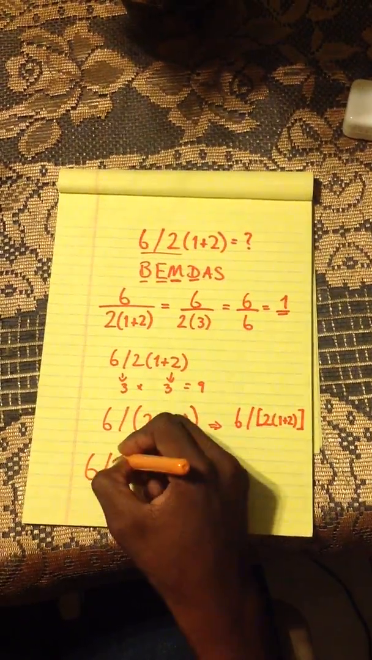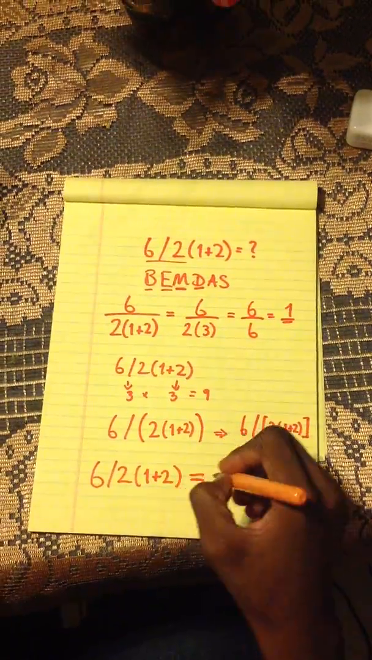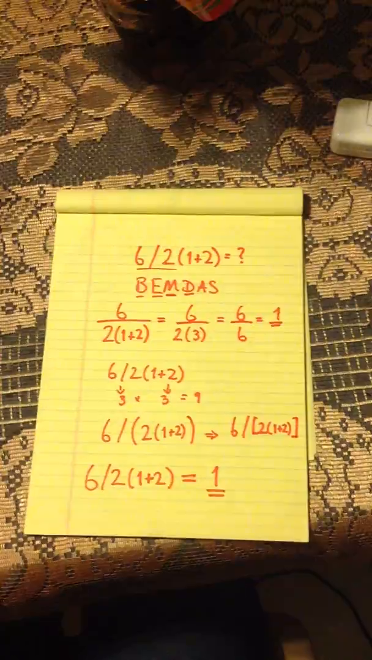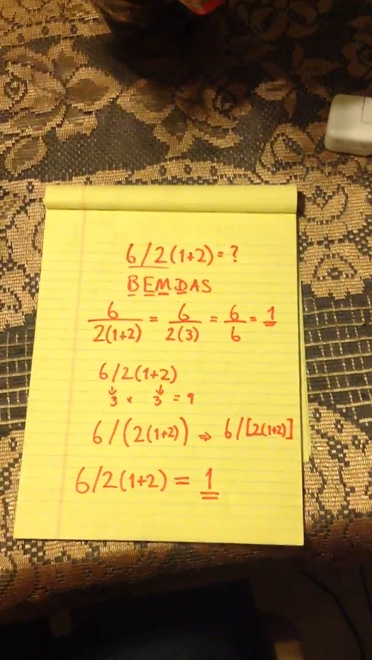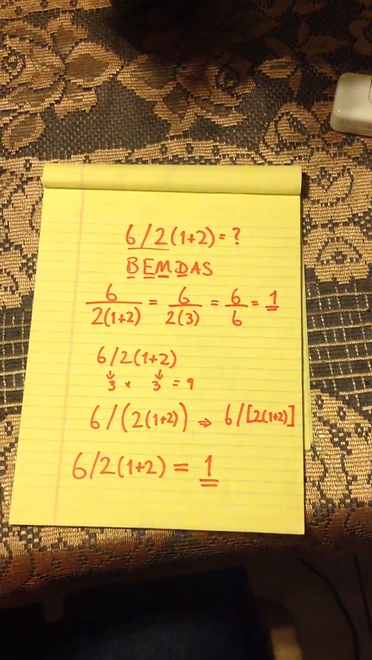In closing, 6 divided by 2(1 + 2), using the principles of mathematics, equals 1. I challenge you to go ahead and do your own research into the question, and hopefully this enlightens you.